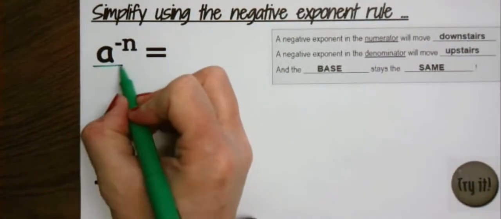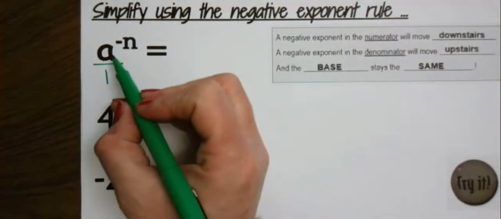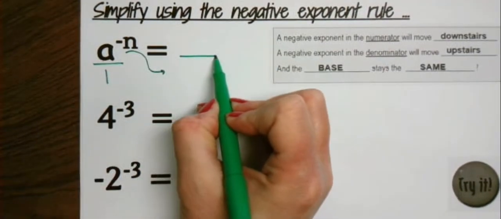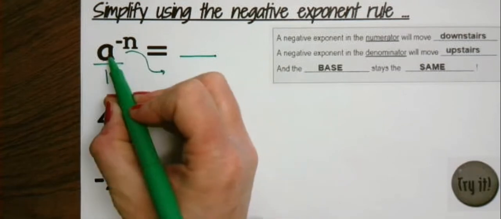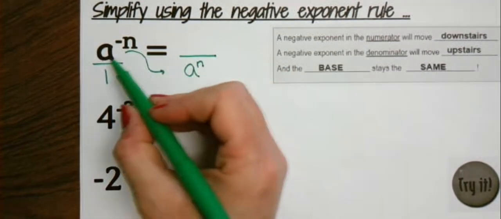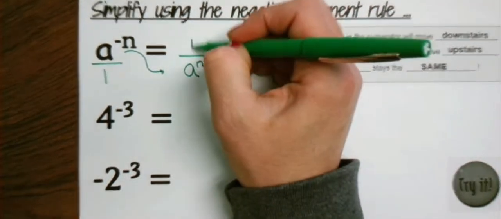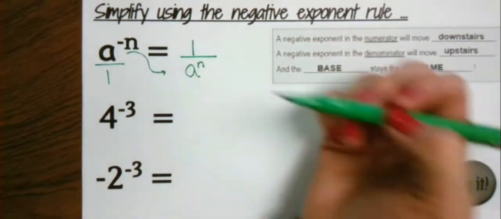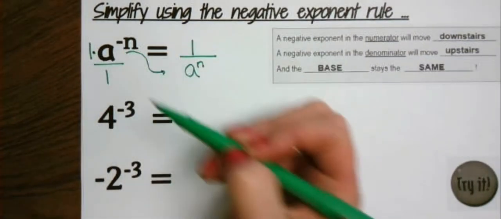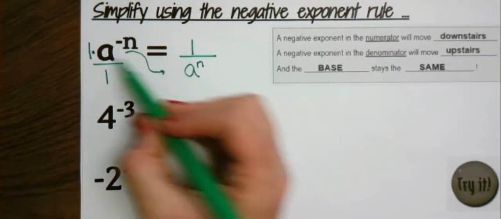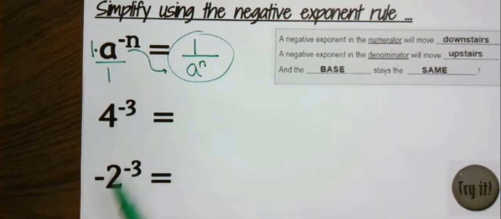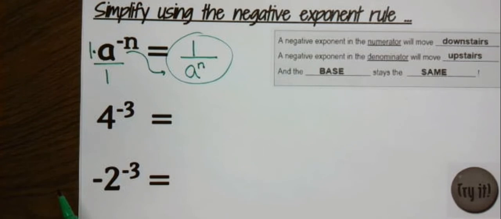So I first want to write this as a fraction so that I can determine that this is actually upstairs. So I'm going to rewrite it as a fraction and move this downstairs. The base a stays the same. The exponent becomes positive. Now what's in the numerator? Well, it's a 1. And you might be thinking they're just reciprocals of each other, but you have to be careful with that. Do you see how I really could write this as 1 times a to the negative n? So when I move that downstairs, I still have a 1 in the numerator. And then this would be my simplified expression with no negative exponents.